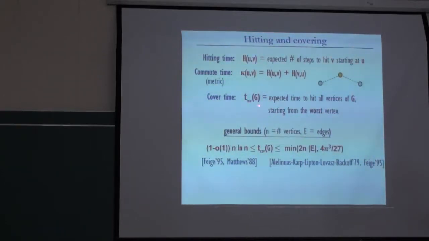So we define these basic notions. Now here are the general bounds, where n is the number of vertices and E is the set of edges. So the cover time is always at least n log n. This is actually not trivial at all. So Matthews gave a nice argument to show this up to constants. But to pin down the constant took a very clever argument by Uri Feige in '95.